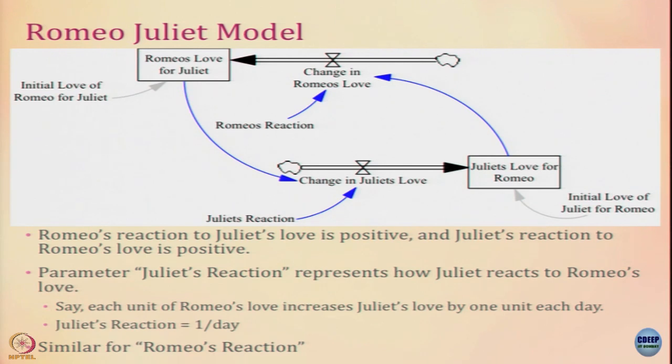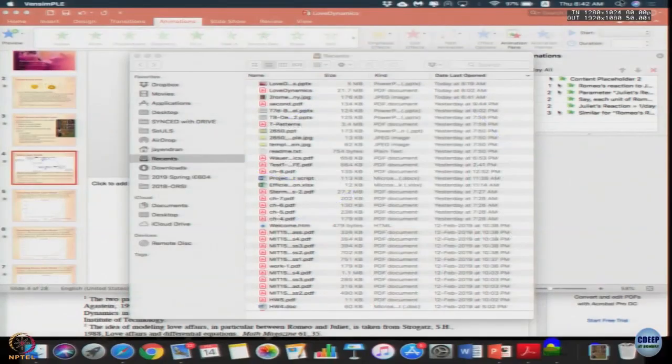Okay. So, Romeo's reaction is similar to Juliet's reaction. So, both are plus 1. So, let us go to Vensim.